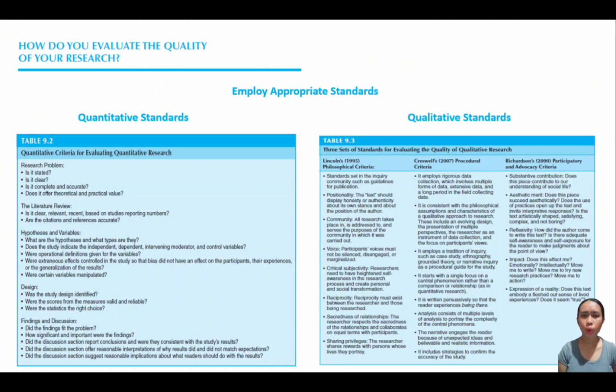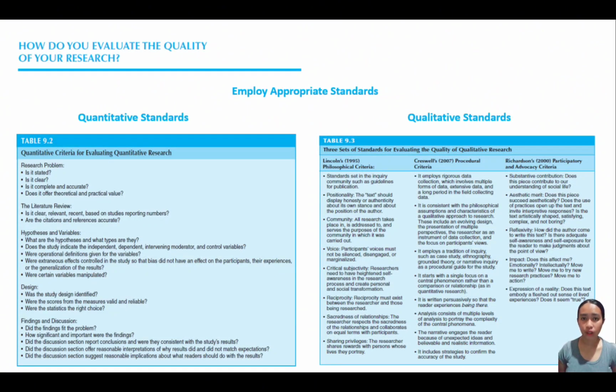So we often ask ourselves, what standards should we use to evaluate research? This question is key in making sure that our research makes a real impact in improving teaching methods, shaping policies and advancing our understanding of education. So today we're going through the quantitative criteria used to evaluate quantitative research.